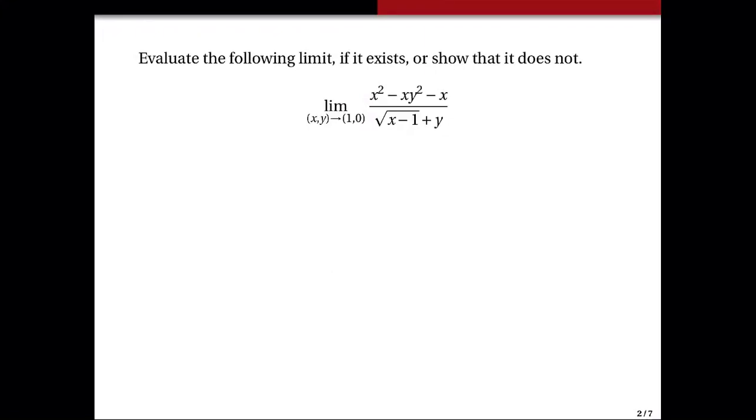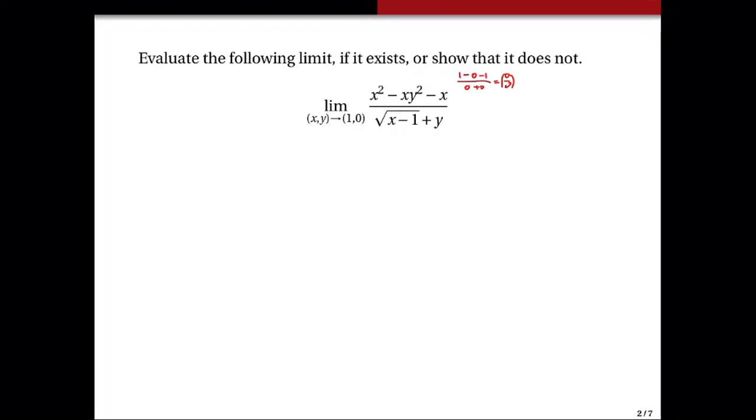First, you have to take note that as the point x,y goes to the point 1 comma 0, this function here actually goes to 0 over 0. So this is an indeterminate form. So you can check that. You see, you will have 1 minus 0 minus 1 over here. You have 0 plus 0. So this is 0 over 0. So this is an indeterminate form limit, right?